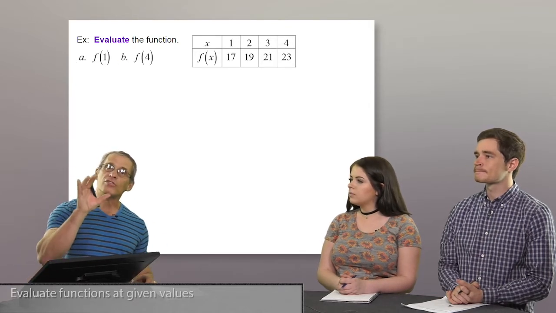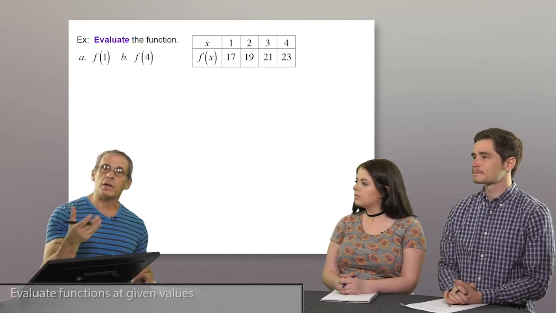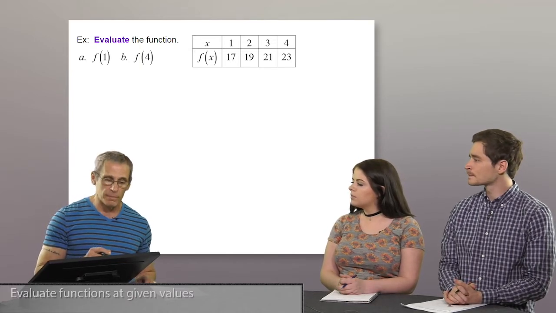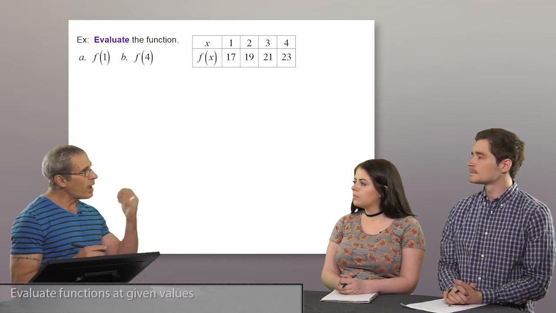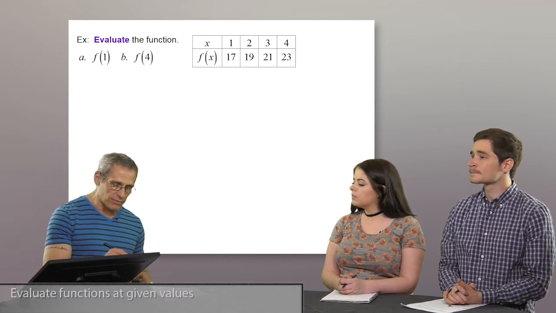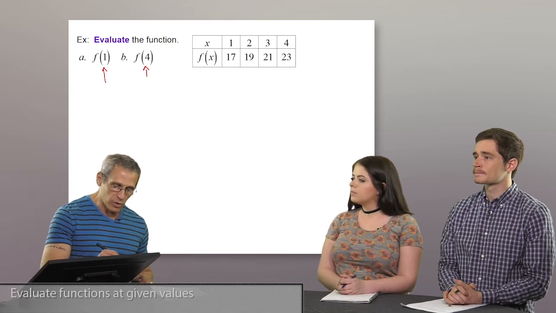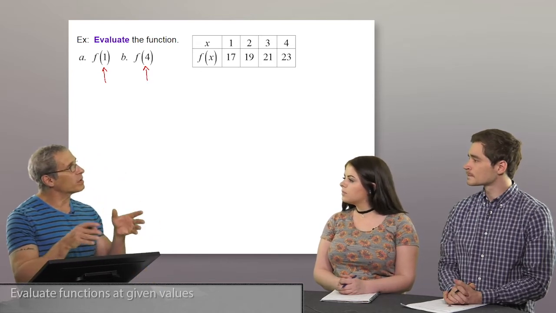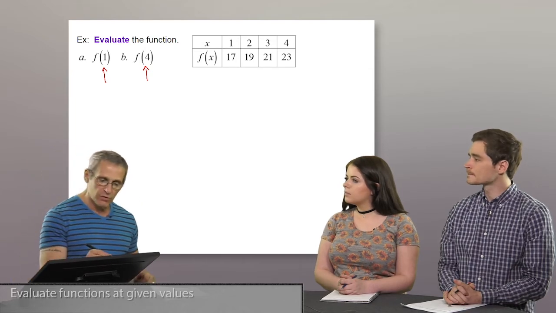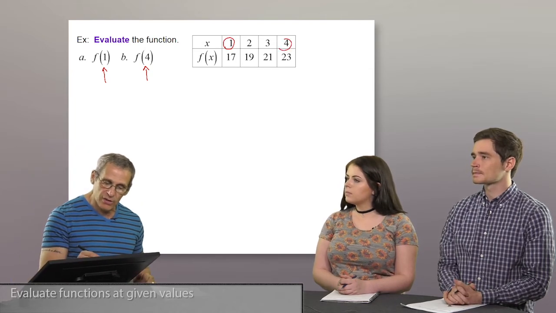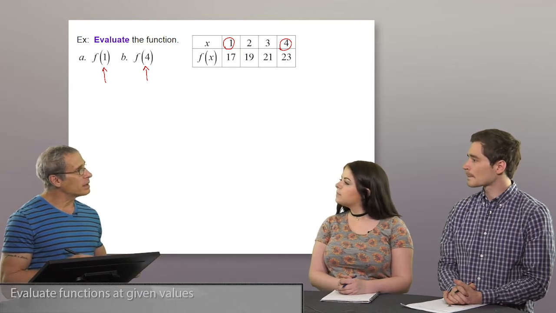And if I can do this type of evaluation off of a formula, I should be able to do it off of a table. If I do this off of the table, all you have to remember is that when you evaluate the function, and here we're going to evaluate the function at 1, and then we'll evaluate at 4, the 1 and the 4 are the inputs. And we're just asking for what the corresponding outputs would be.